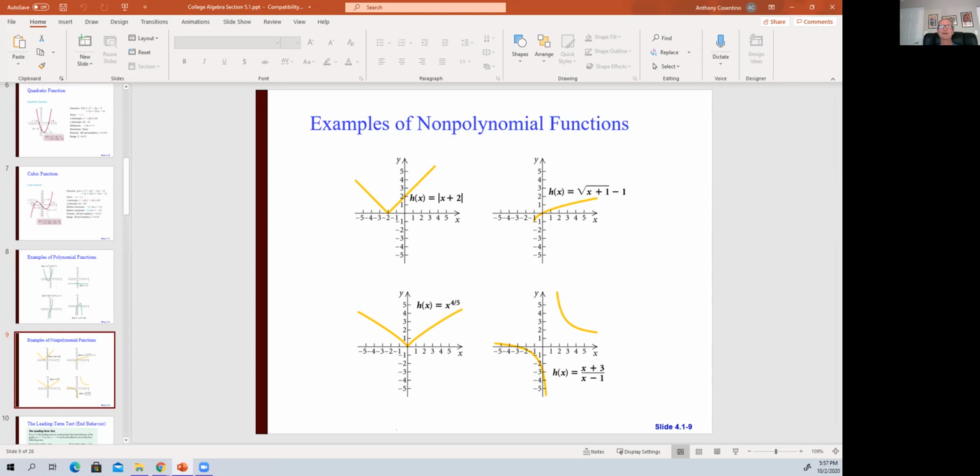So that's the first part of section 5.1. In the next recorded lecture, we'll talk about the end behavior, which some books call the leading term test: how to find on the graphs what happens when x gets really big in the positive direction and when x gets really big in the negative direction.